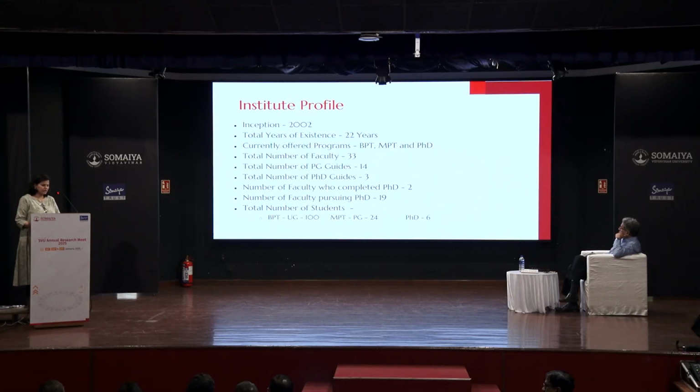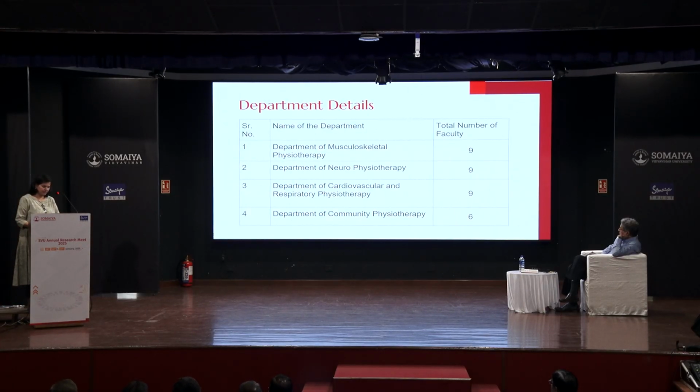Our institute is relatively smaller compared to the other institute that just spoke. We have a total of 33 teachers. We have BPT, MPT, and PhD. The total number of faculty, as I said, is 33. PG guides among them are 14, and PhD guides are 3. Only 2 PhDs have been completed so far, and 19 are pursuing PhD. Total number of students are UG 100, PG 24, PhD 6.